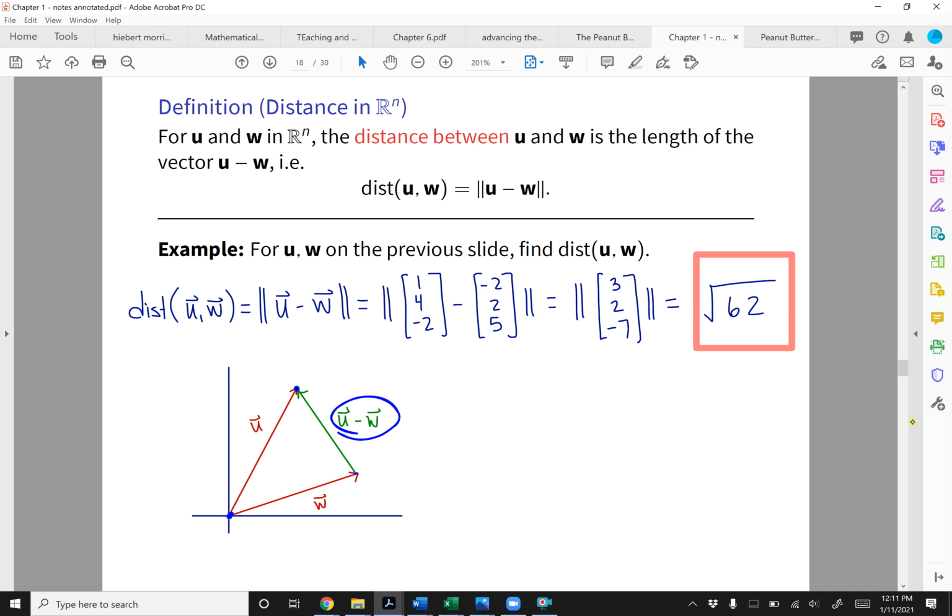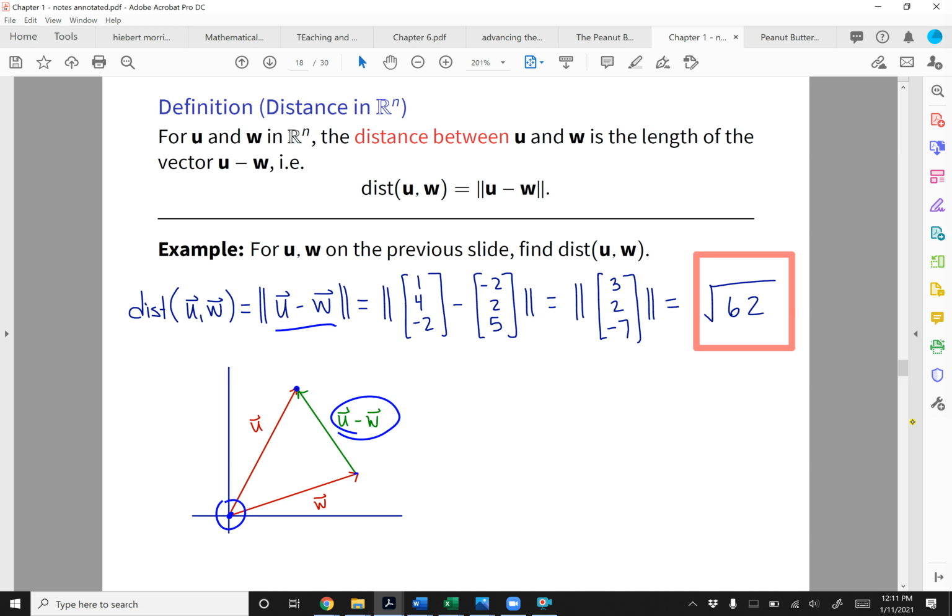You find this new vector, u minus w, or you can do w minus u, and then you find the length of that. So that's what this is. This is the length of the vector that goes from the head of one to the head of the other with their tails at the same point. And then you can work out the math.